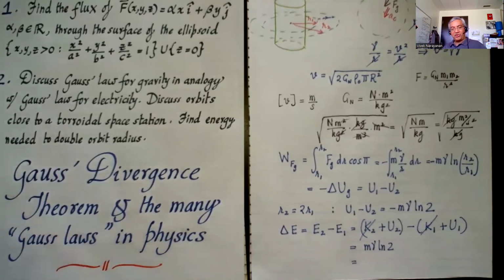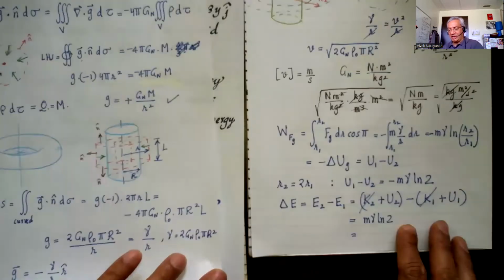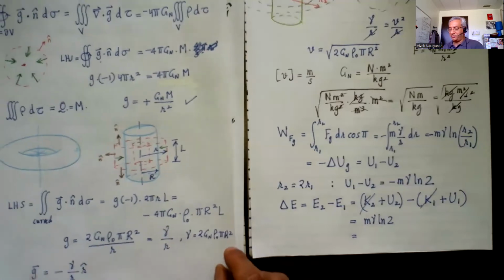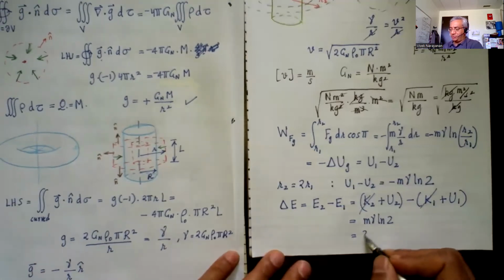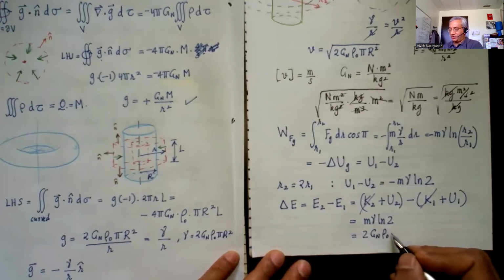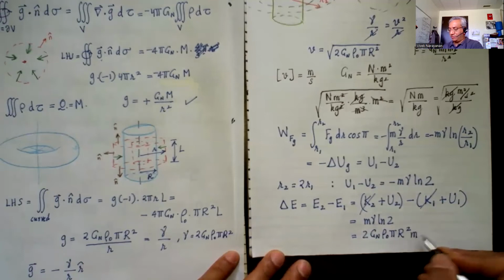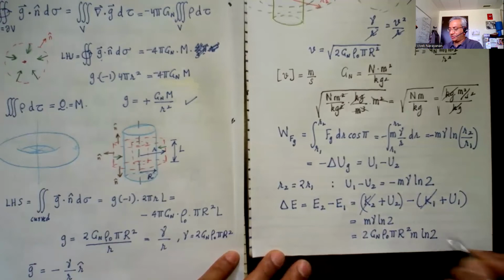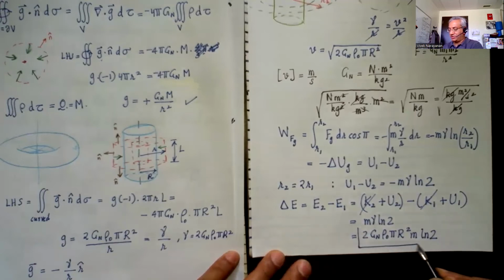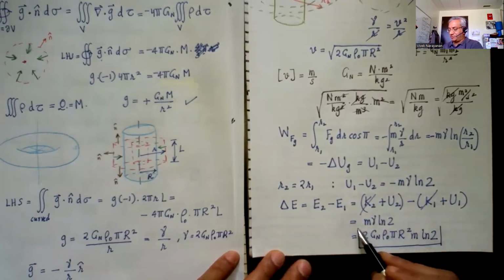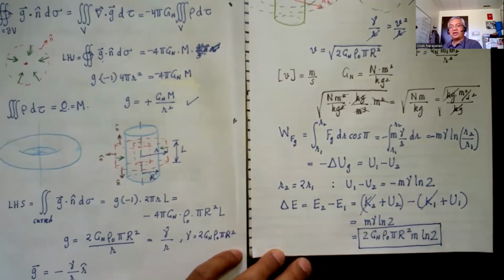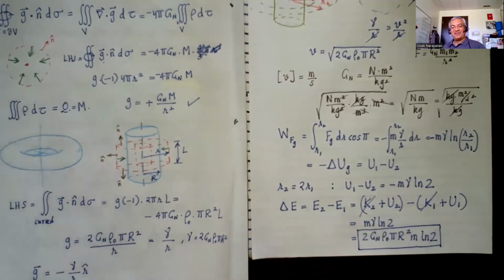Now we'll restore gamma to write a grand finale of an answer to conclude the video. This is going to be 2 G_n, mass density of the space station, pi r squared, mass of the astronaut or whatever is being transported from one orbit to the other, times natural log of 2. And that is the solution to our problem.